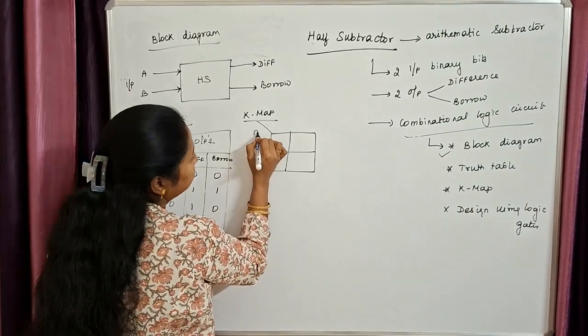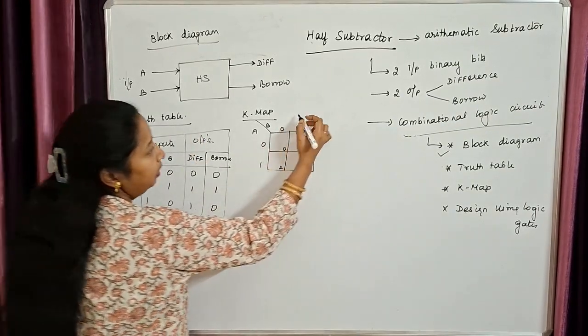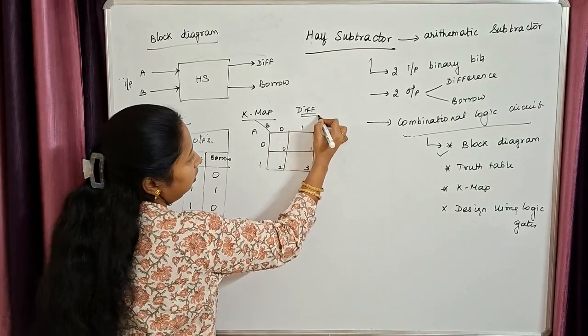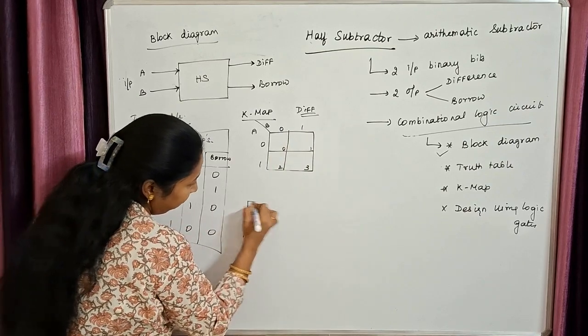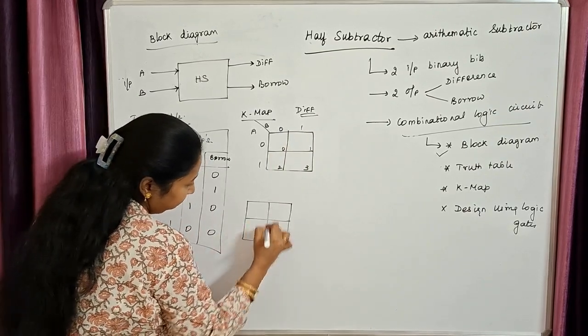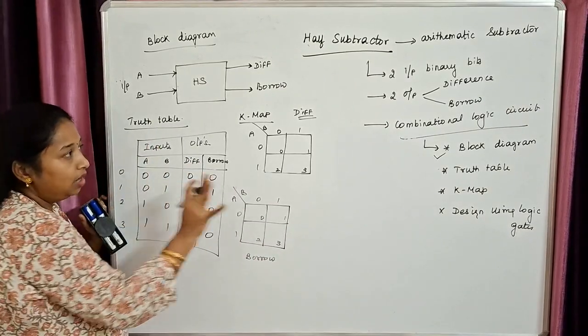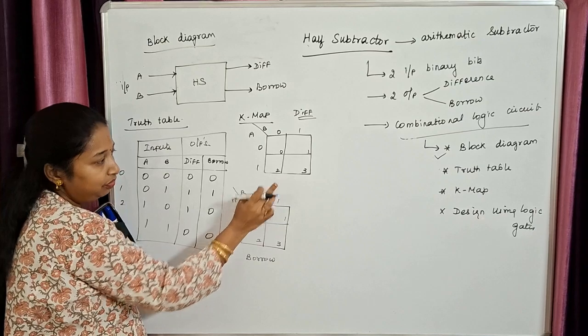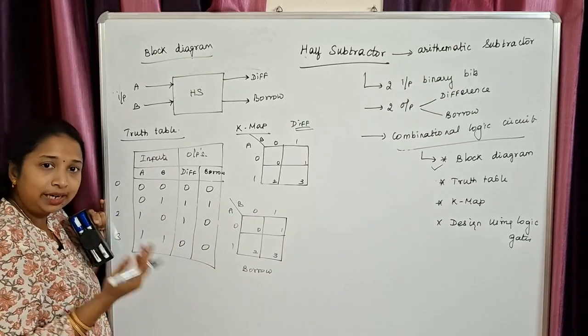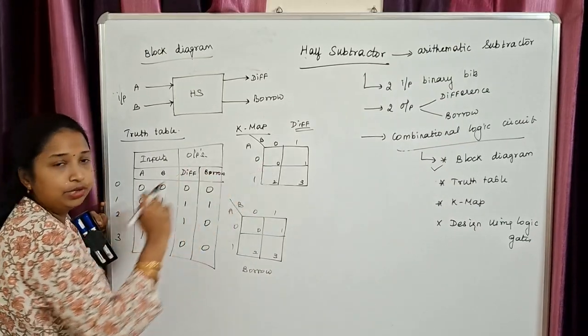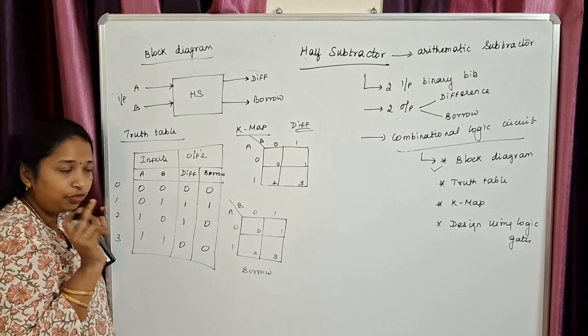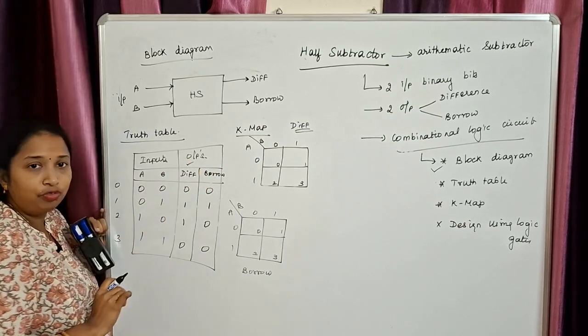Clear? Now, this is for my difference. In a similar way, you have to draw the K-map for your borrow as well. This is for my borrow. Clear? Now, I have drawn the K-map for difference separately and for borrow separately. What is the next step? You have to position the values in your K-map. How do you position? For that, let's take difference alone for now.